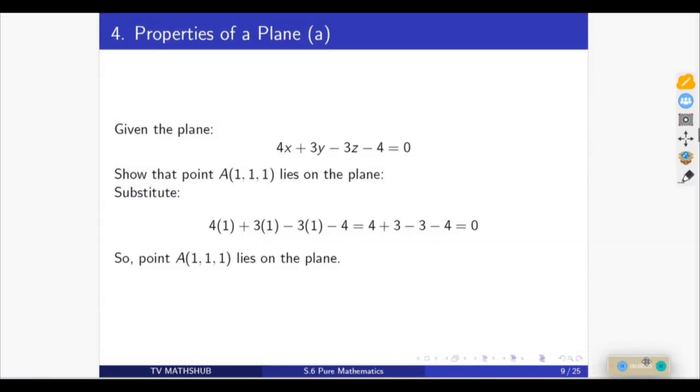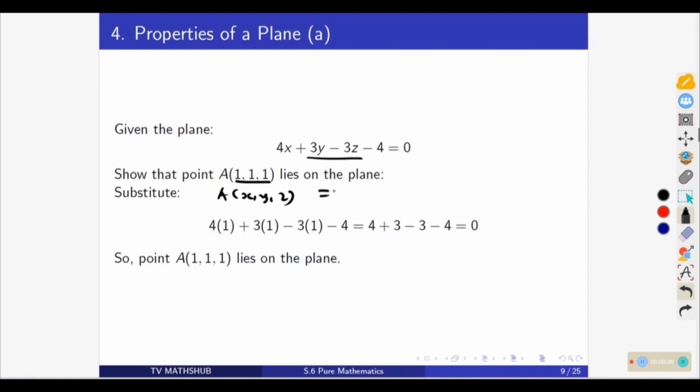Let us now talk about question number 4. Question number 4 is about a plane. The question says, given the plane 4x plus 3y minus 3z minus 4 equaling 0, we need to show that the point A, which is (1, 1, 1), lies on this plane. For the point to lie on the plane, it must satisfy the equation of the plane. So we substitute this point into this equation and see whether it satisfies it.